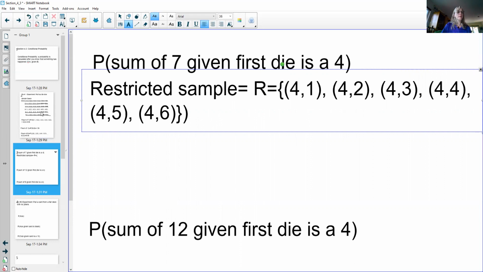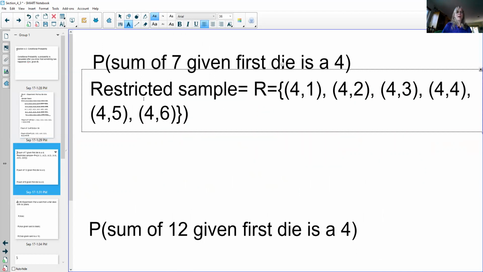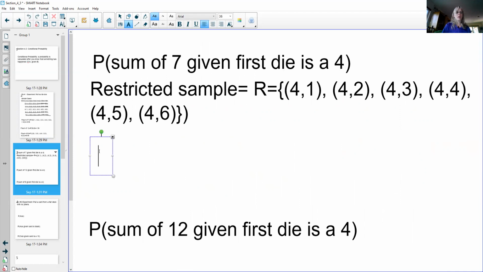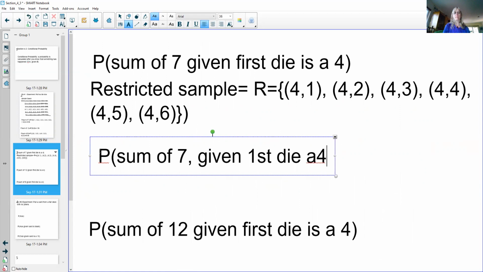I don't need to look at this other one over here because this big one contained all of the other pieces. I can just look at this new one. And so now, out of this new restricted sample space, what's the probability of a sum of 7 given the first die is a 4? Well, there's only one way out of this whole thing of getting a sum of 7, the 4,3. So there's one way out of these 6 ways of this happening. So it's 1 out of 6.